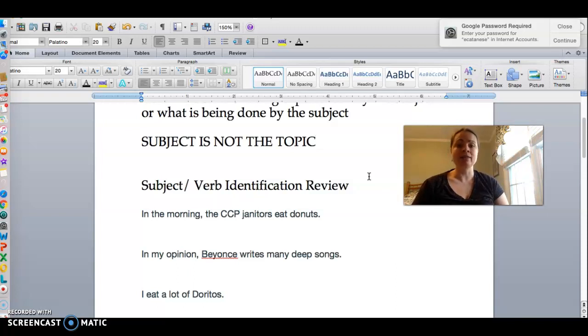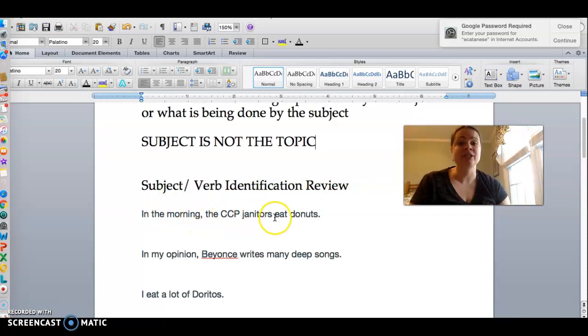So the first one: In the morning, the CCP janitors eat donuts. Yum. I love donuts. I especially like strawberry frosted donuts. I hope that you all enjoy donuts as well. Okay, so in the morning, that's a prepositional phrase. It's just a phrase that's telling you when something is happening. Remember that I let you guys know that in is never a verb. And in the morning is a phrase. It's not going to have your subject or your verb in it. You can just memorize that when you have in that begins a phrase, it's not going to relate to your verb. Same with above, on top of, words like that are called prepositions. Okay, so we know it's not that.